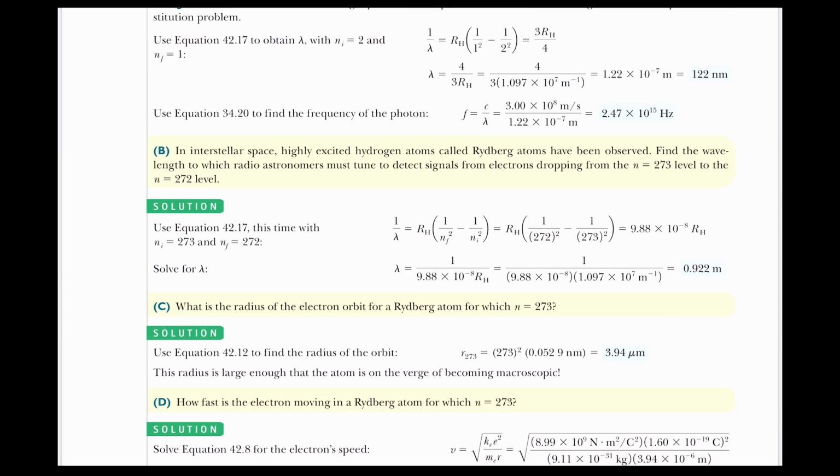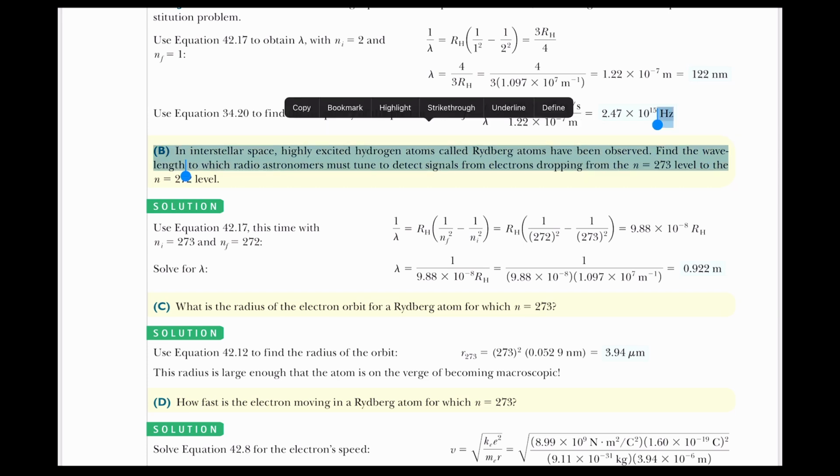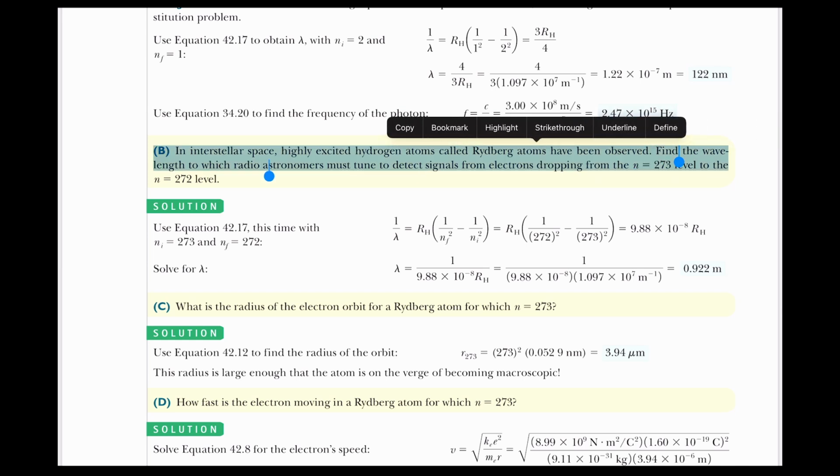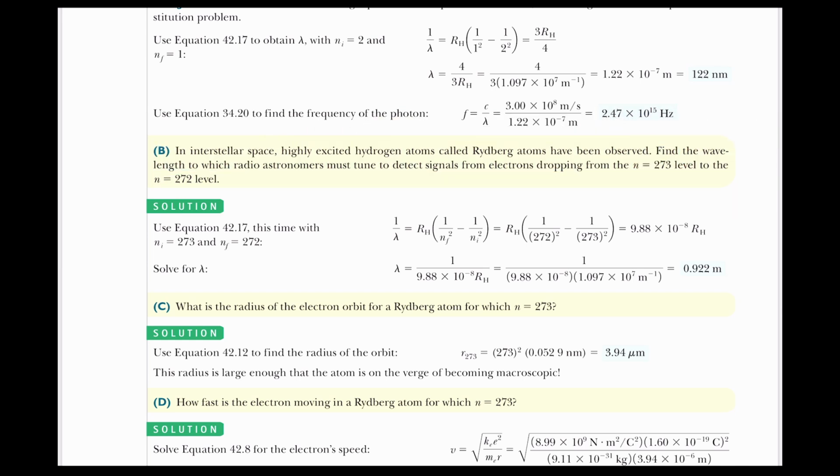B, in interstellar space, highly excited hydrogen atoms called Rydberg atoms have been observed. Find the wavelength to which radio astronomers must tune to detect signals from electrons dropping from the n equals 273 level to the n equals 272 level. So you have two n's, the initial, the final. What are they asking you? Find the wavelength to which radio astronomers must tune to detect signals. Okay, you could literally just find the wavelength, plug in the numbers here into the equation over here, which is exactly what they do right here, and then boom, they find the wavelength in meters.